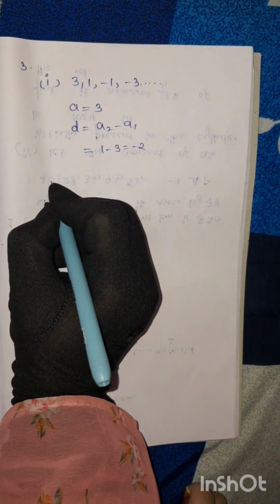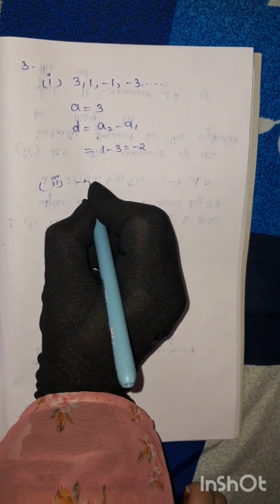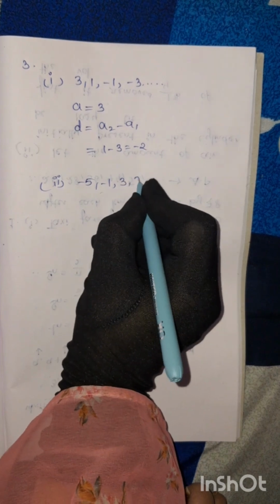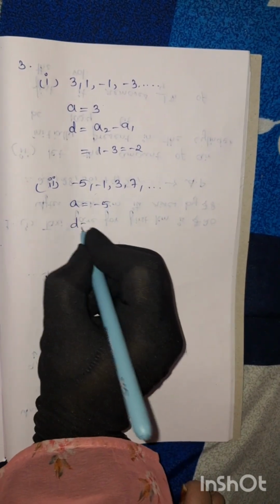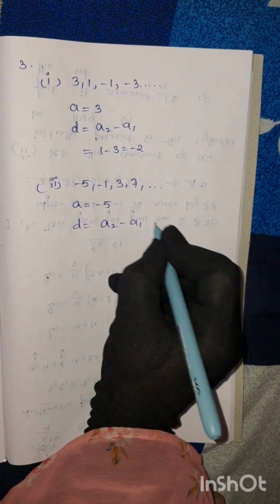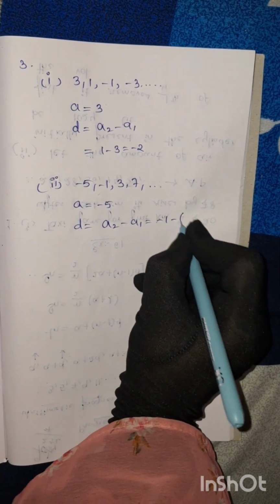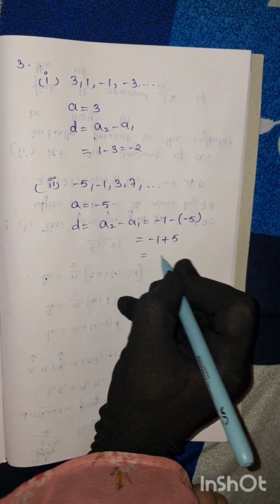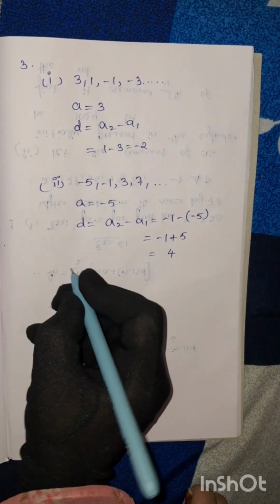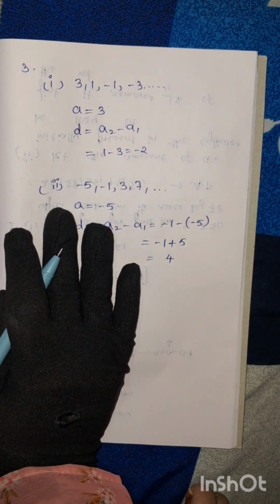Next, for the second one, what is the second sequence? Minus 5, minus 1, 3 and 7. So here what is the A value? A is minus 5. What is D? A2 minus A1, that is nothing but minus 1 minus of minus 5. Note here because it's minus here. So minus 1 plus 5, which is nothing but 4. Okay, so similarly you have to do the rest of the questions.